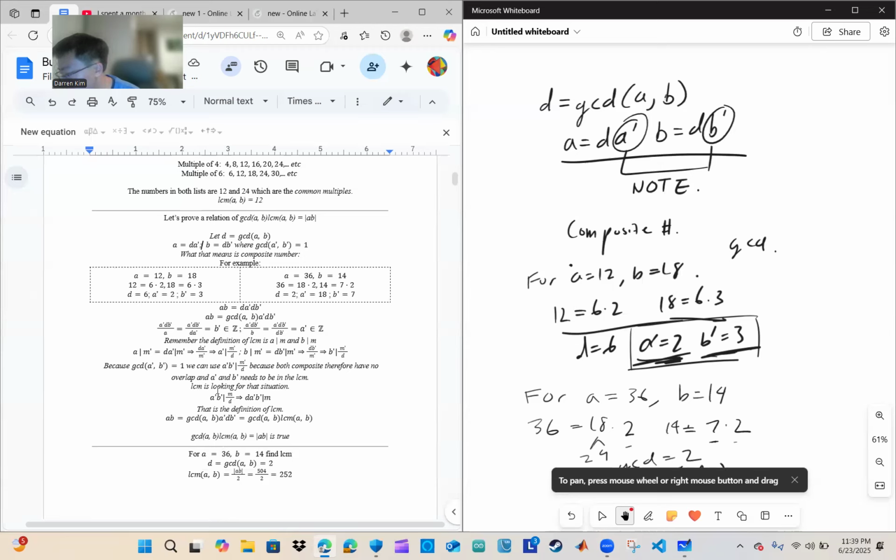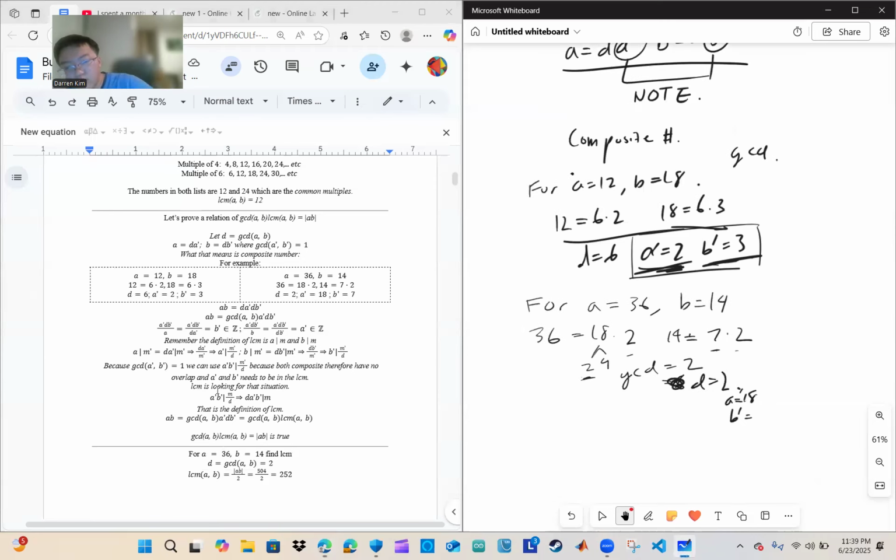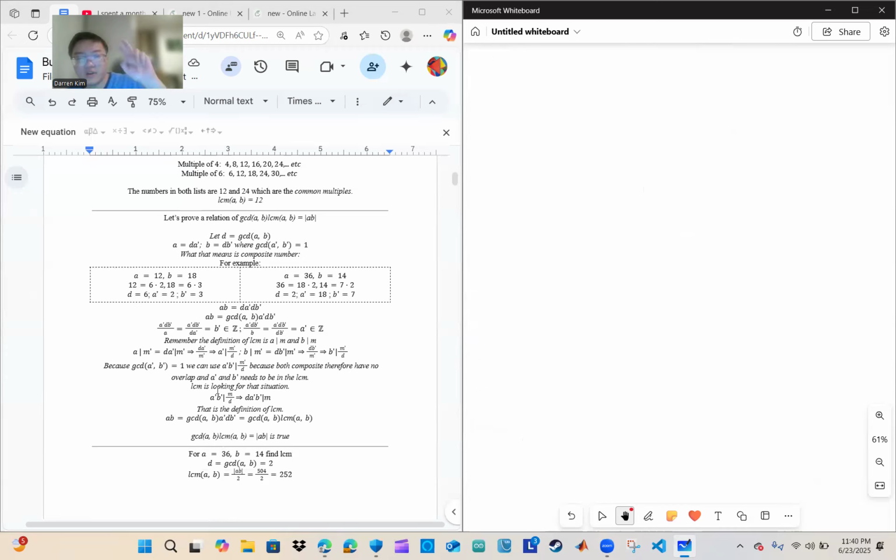And then you get A prime equals 18 and B prime, what was the last one? Oh, you can't see it. B prime equals 7, right? 7, yeah. Anyway, I'm just going to keep on swiping because it's easier to deal with. Next we're going to just show something off.